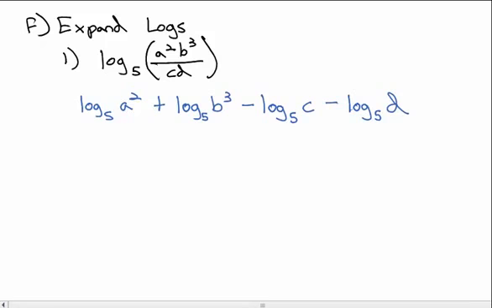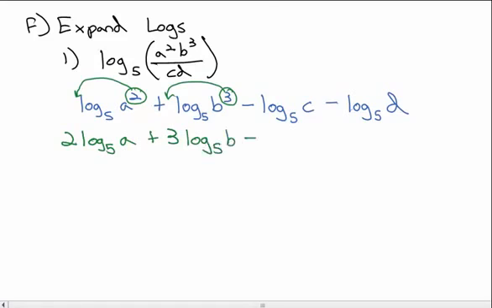And we can complete this expanding process by grabbing those exponents and moving them out front. Actually, this process of grabbing an exponent and moving it out front is going to be essential for what we're doing tomorrow. We've got 2 log base 5 of a plus 3 log base 5 of b minus log base 5 of c minus log base 5 of d.